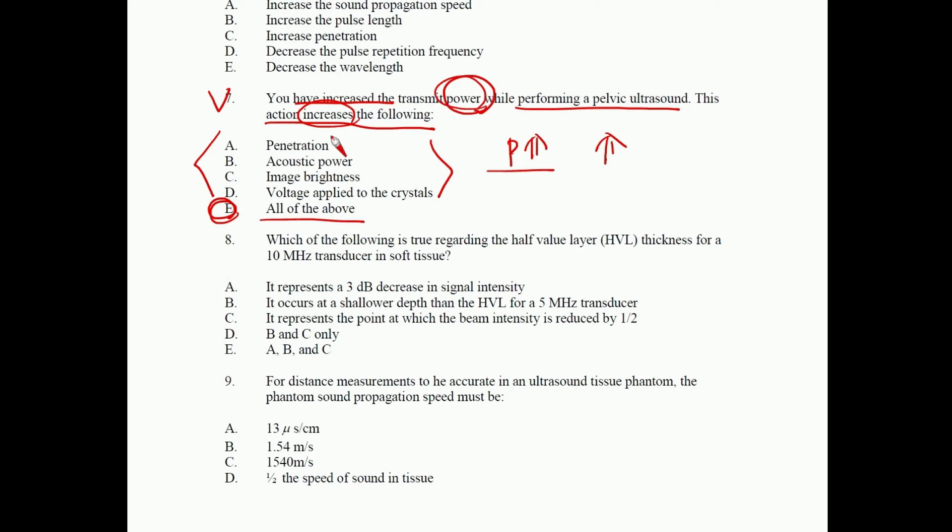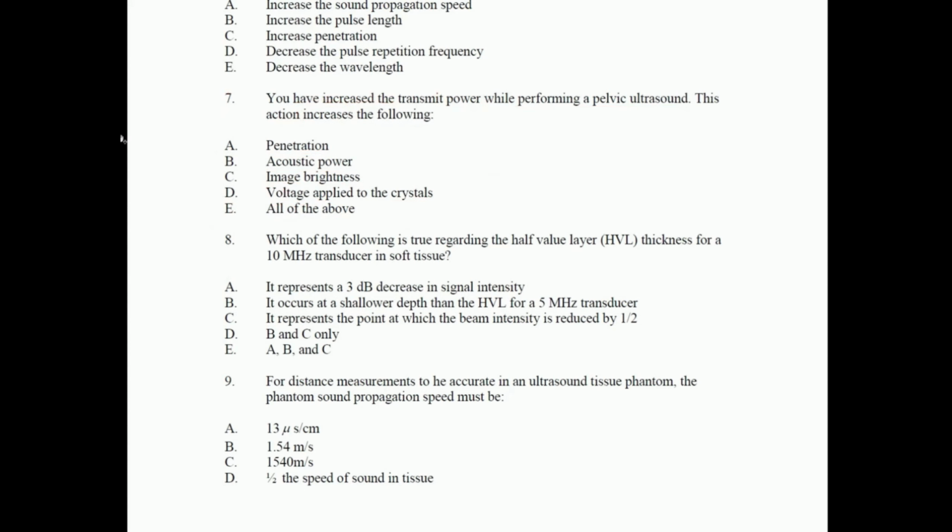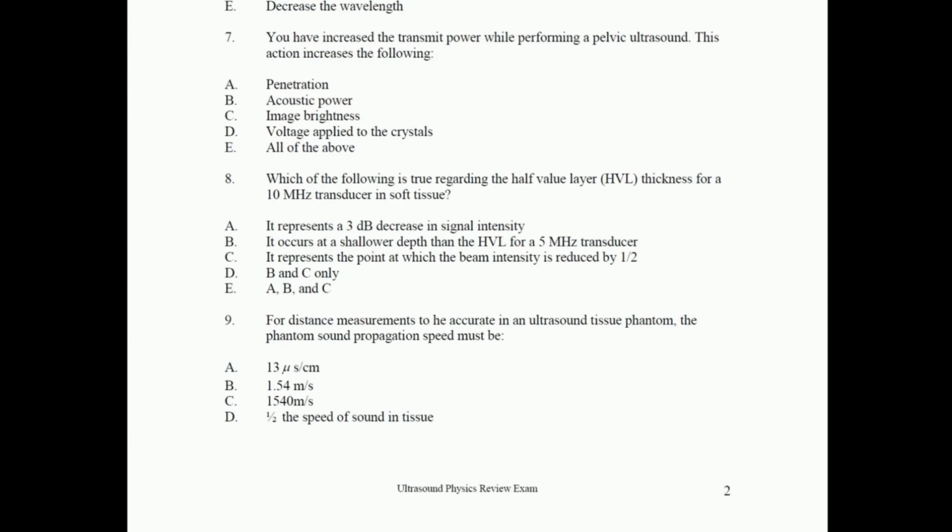When you increase the power, penetration increases, acoustic power rises, the brightness becomes brighter, and the voltage applied to the crystal also increases. So you can summarize from this question that an increase in power can cause changes from A to D. Let's look at question number 8 next.